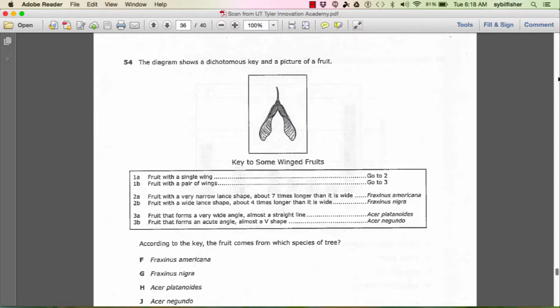According to the key, the fruit comes from which species of tree? F. Fraxinus americana, G. Fraxinus nigra, H. Acer platanoides, or J. Acer negundo.